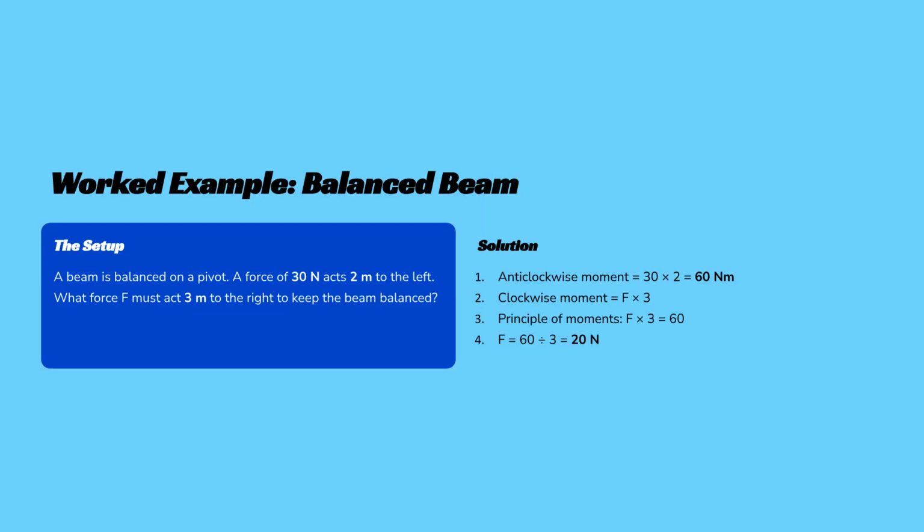In this example, we have a balanced beam. We know the anti-clockwise moment is 60 Newton-meters. By equating this to the clockwise side, we find the unknown force is 20 newtons.